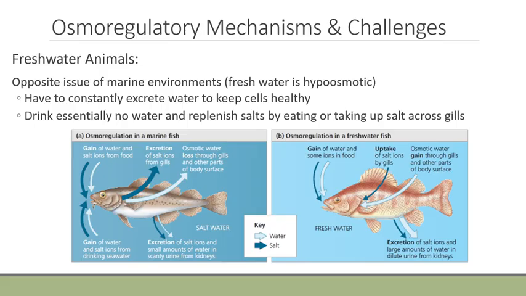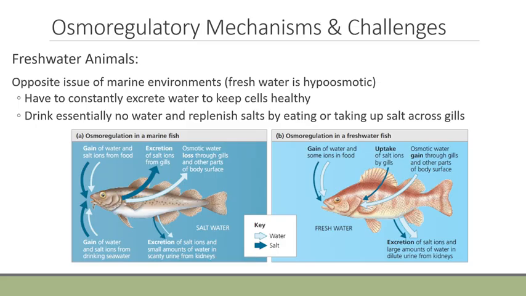So let's talk about freshwater animals instead. Their big problem is generally the opposite of what the marine animals are dealing with. Marine environments, really osmotic, right? We talked about that 1,000 milliosmoles per liter in seawater. Freshwater, much lower in terms of its salinity. A lot of freshwater is in fact hypoosmotic. That means water is constantly trying to get into their body. And that means they have to constantly get rid of the problem of having too much water.